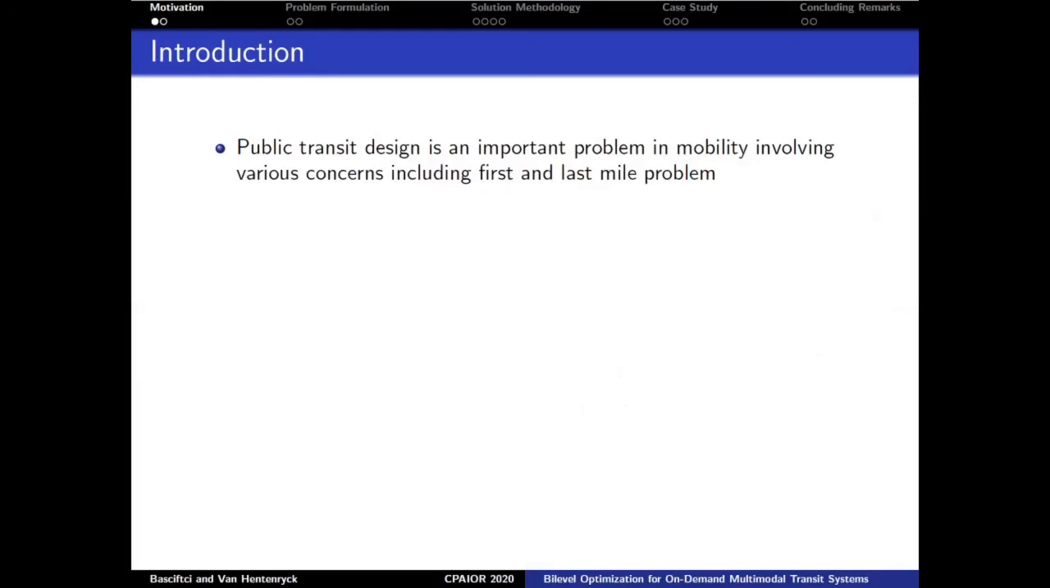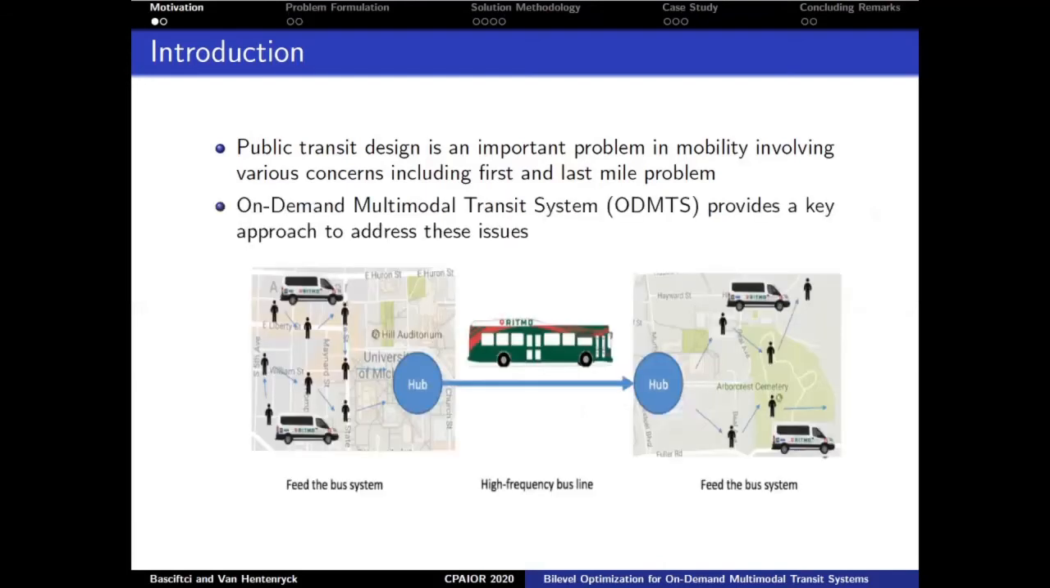Public transit design is an important problem in mobility involving various concerns, including the first and last mile problem. To address this problem along with the other aspects of public transit design, an on-demand multimodal transit system provides a key approach by offering a flexible system that combines on-demand shuttles with high-frequency bus lines. In particular, hubs are located at high-density corridors, and on-demand shuttles are used as feeders to the bus system through hubs.